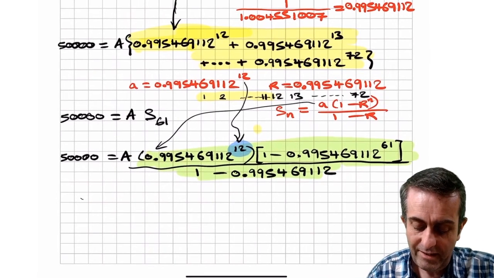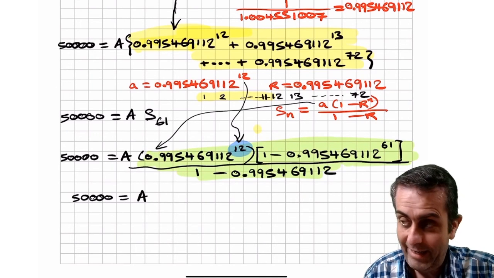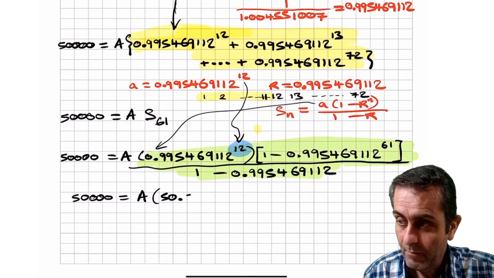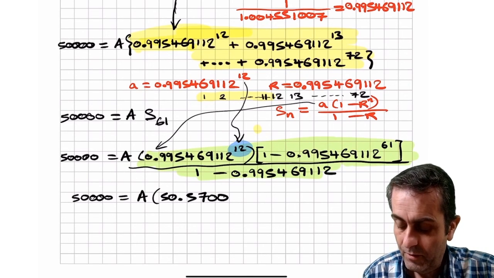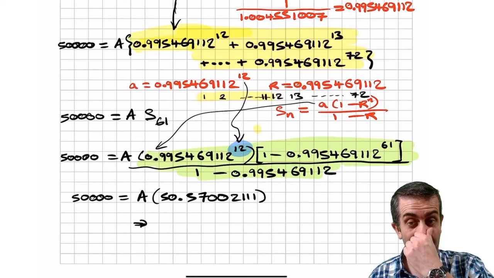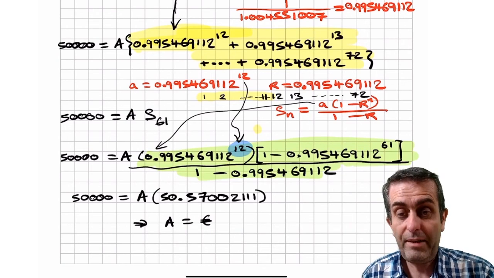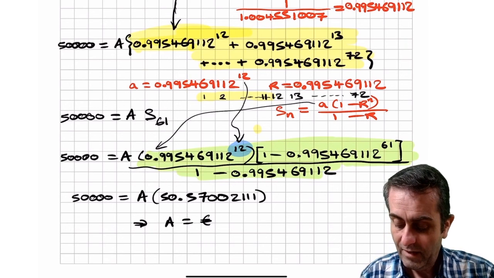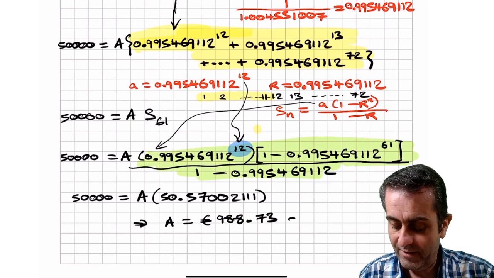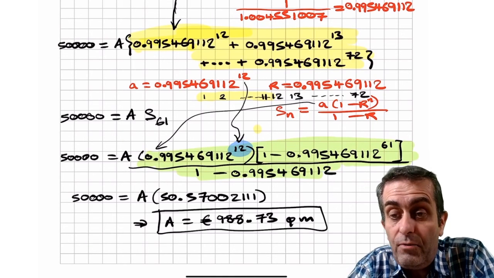Now, once we do that calculation, we have 50,000 is equal to capital A multiplied by 50.5700211. And then the final line is clearly just to divide across by that number. So the monthly payments that Marie will have to make once she begins repaying the loan is 50,000 divided by 50.57, etc., and that's going to work out at €988.73 per month.